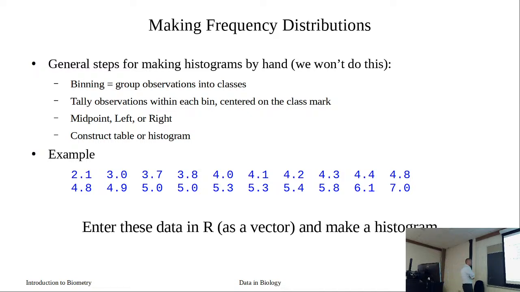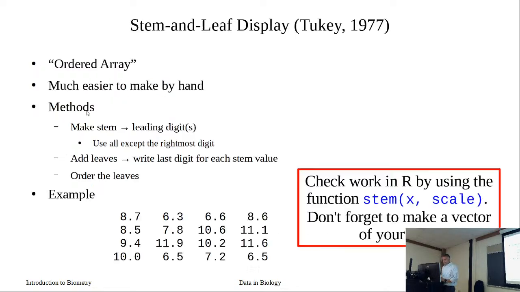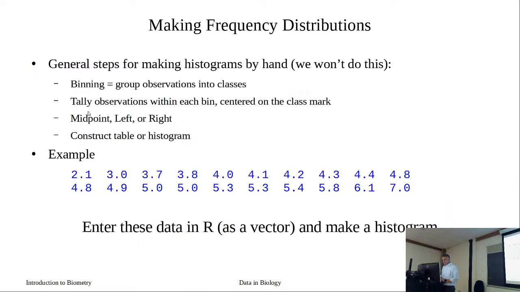Get these data, make a vector. You have these data and you want to make a histogram. How hard will it be to add these data to R as a vector and then make a histogram? Not hard at all, right? So go ahead and do it, just to demonstrate the ease of making a histogram in R. This is probably the way that I would do it. I'll leave this up.